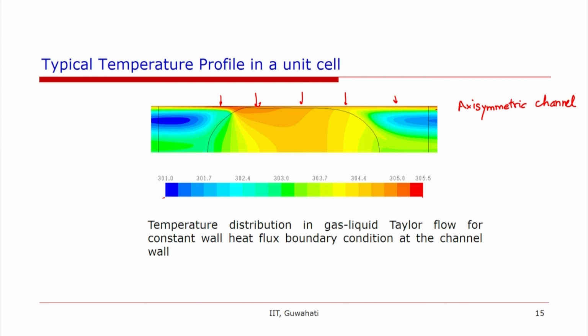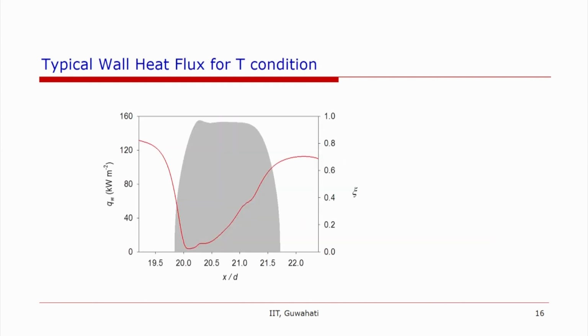Now, this is a typical wall heat flux for the constant wall temperature boundary condition. So, you can see that the wall heat flux is high in the liquid slug zone and it is small in this region, because Q wall is equal to K dT over dr at the wall. So, the temperature difference will be small in this region. So, the heat flux is small.